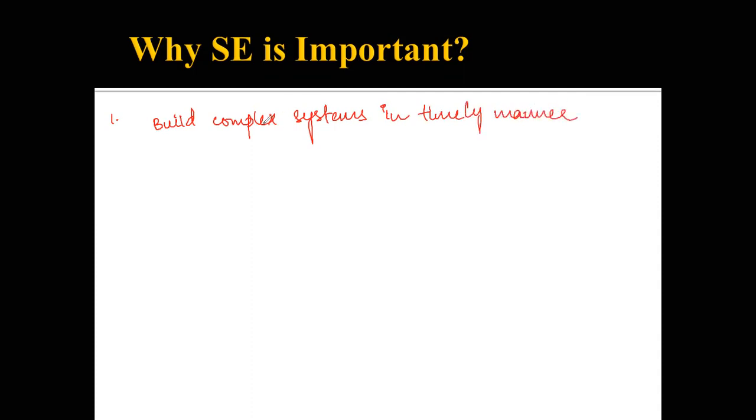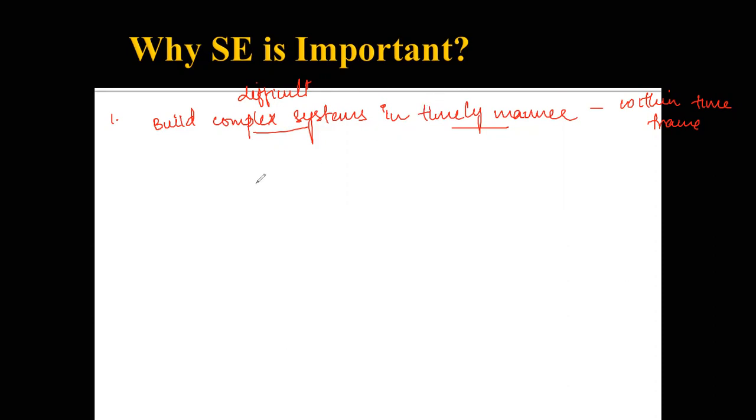Complex systems means it is going to have a different number of features. It is a bit difficult to design. So in here, you're going to identify how you're going to build those different complex systems in a timely manner. Timely manner means within some specified time frame. When the customer comes to a developer for building the software, he's got some time period. That is, he wants to launch the project within some specified period of time. So you need to complete that project within that specified time. So the first point is, it is going to help you build a complex system in a timely manner.